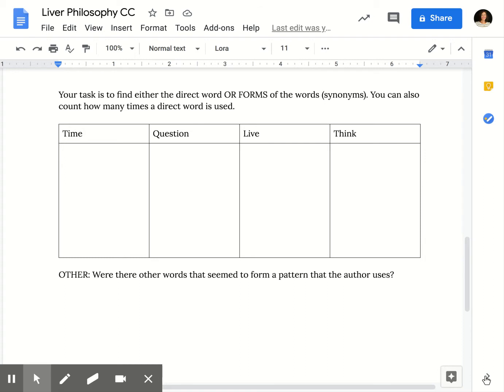So this could be a synonym, like an inquiry is also a question, to inquire. So here we're looking for 4 different ideas. So time, concepts of time, any form of the word question, live, and think. So on this little sticky note, I included the first 2 paragraphs.